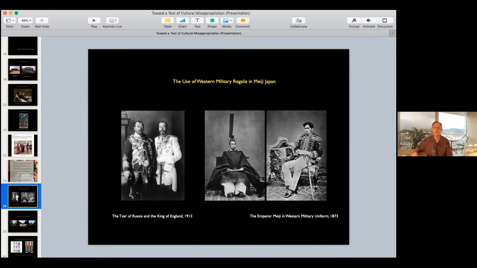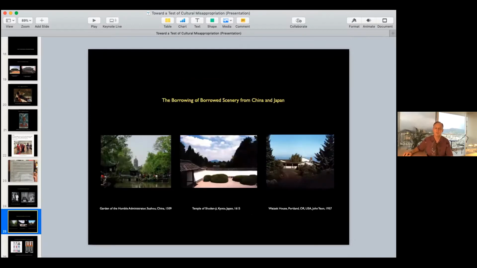Now, this would be clearly cultural misappropriation according to the two original criteria. Cultural significance, definitely, check that box. Recognizability, yes, any Westerner would have recognized this as Western military and imperial regalia. But because Japan was not the dominant culture, I wonder whether it really is. I think that changes everything.